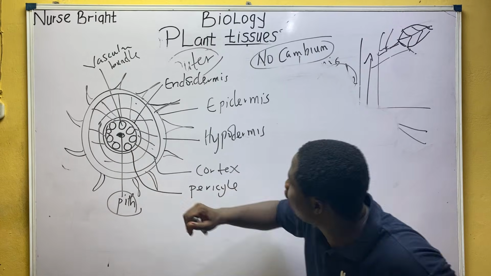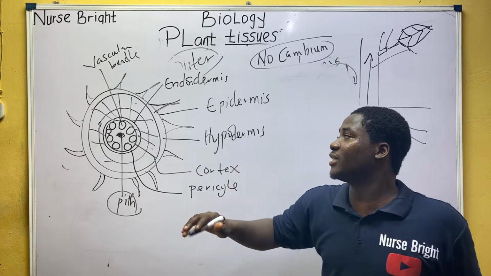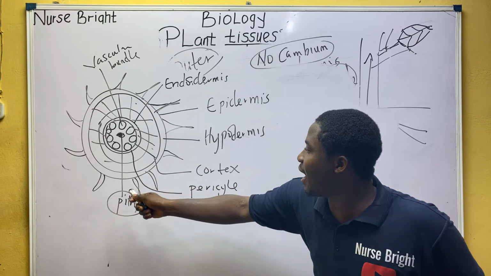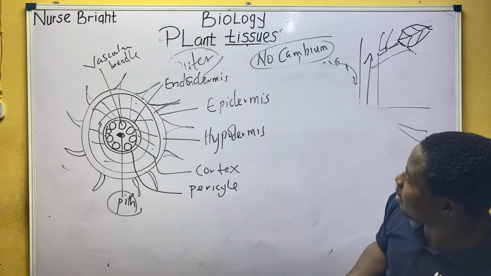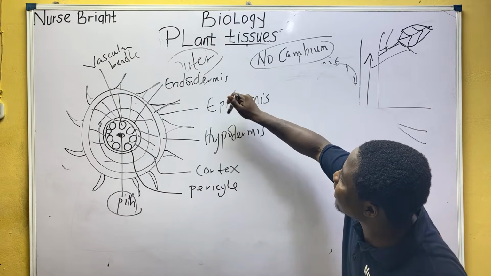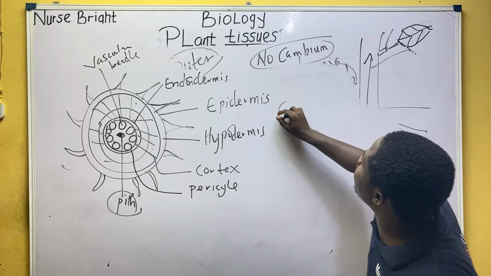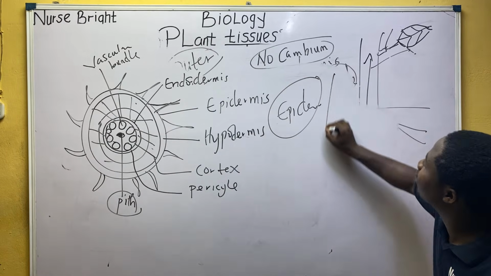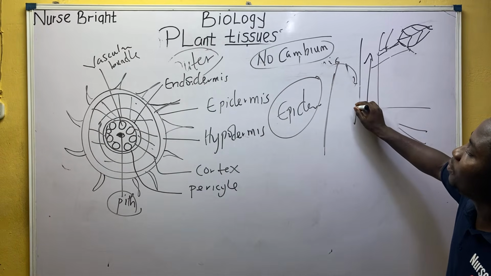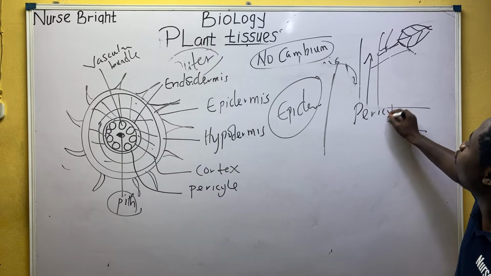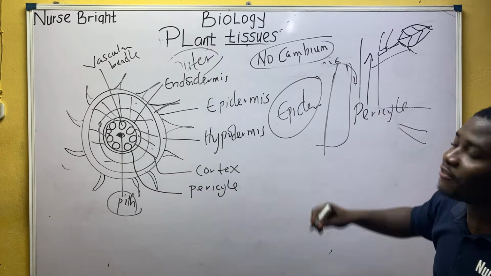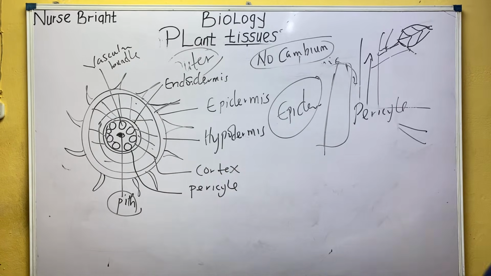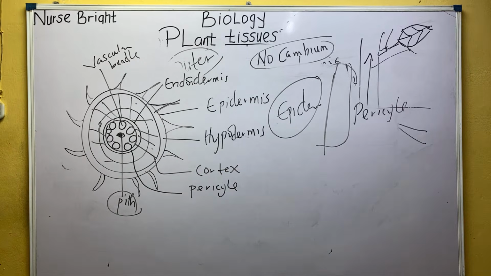What is the zone? There are a lot of things before you even get to the pericycle. There is the hypodermis, there is the cortex. So what they ask is, what is the zone between the epidermis and the pericycle? We look for the option that has what I just said.